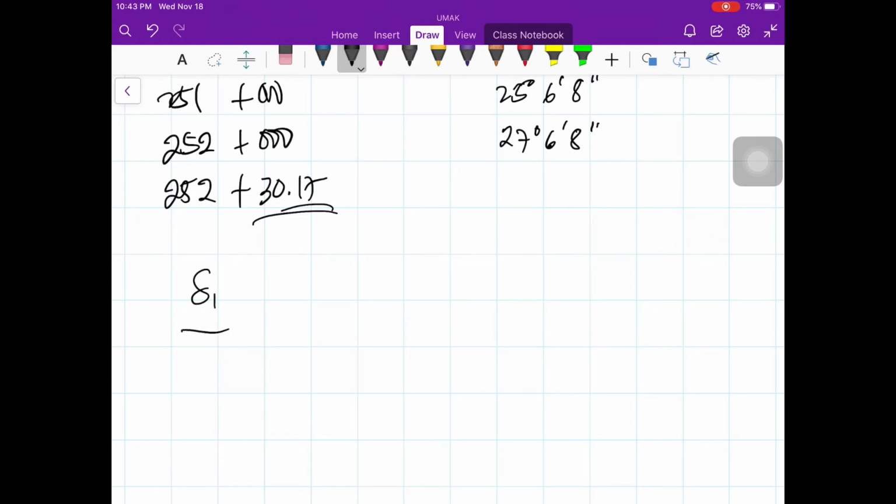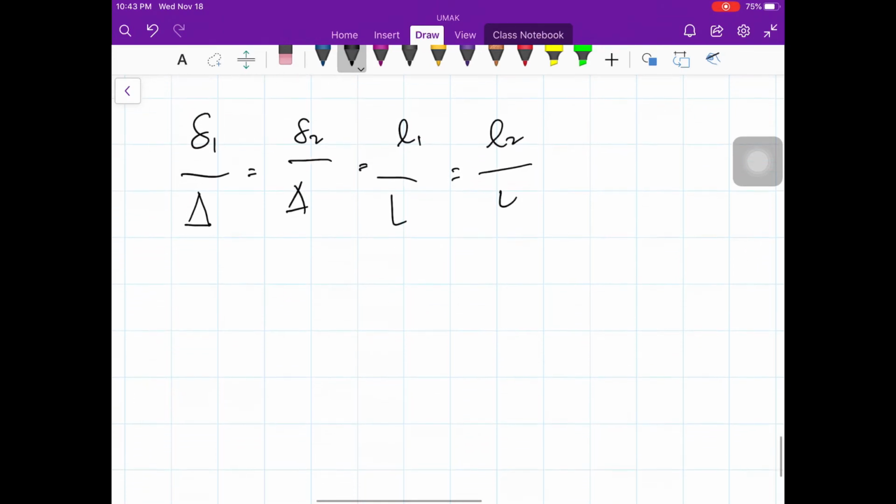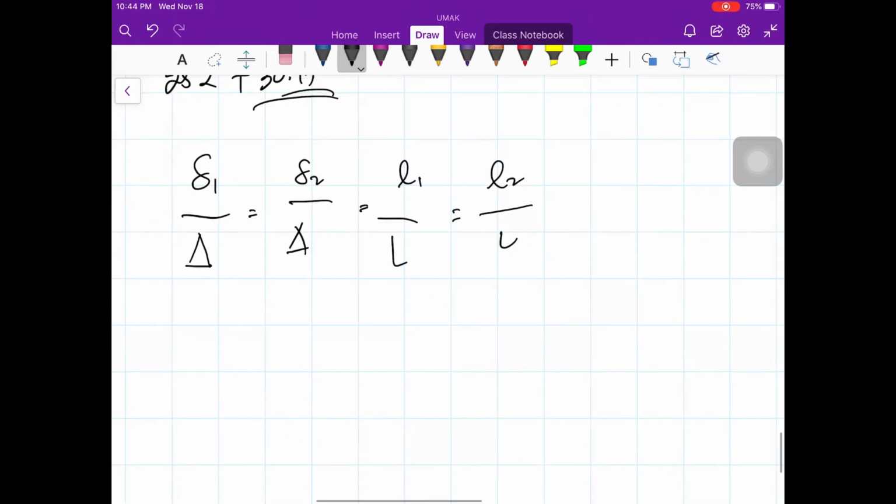We have the gamma 1 all over delta is also equal to gamma 2 all over delta, which is equal to L1 all over, what's this, L, or L2 all over L. So we can use that relationship. Let's try it. So you have gamma 2 all over 55 degrees and 25 minutes is equal to L2, which is 30.17 all over, what's the length of the curve, 1385.42.